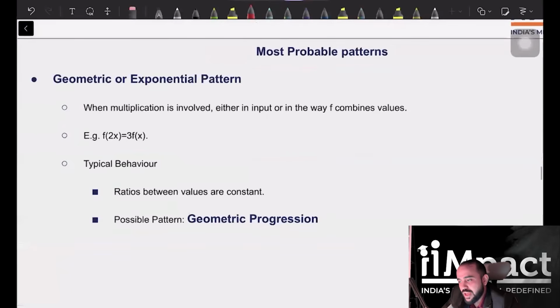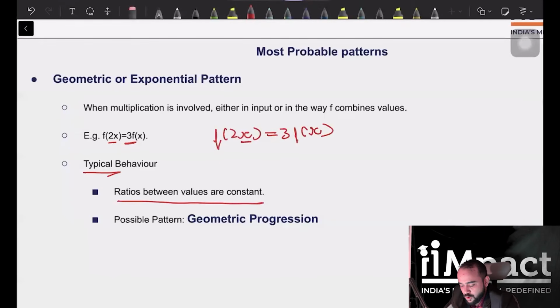Pattern number 2. You have heard this from me multiple times. Addition is to AP what multiplication is to GP. So a geometric or exponential pattern: if multiplication is involved, either within the input or in the way f of x is combining the value, basically outside, you might come across a situation typically when the ratios between the values are constant. For example, f of 2x is equal to 3 times f of x. I see that the input has been scaled, and on the output end a scaling factor 3 is put outside the unscaled input function.